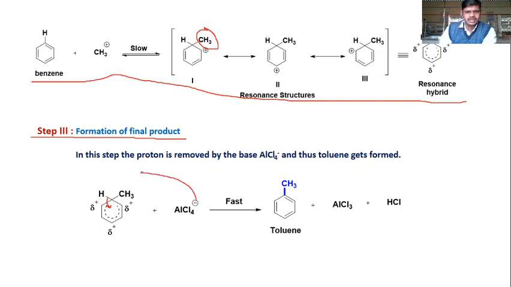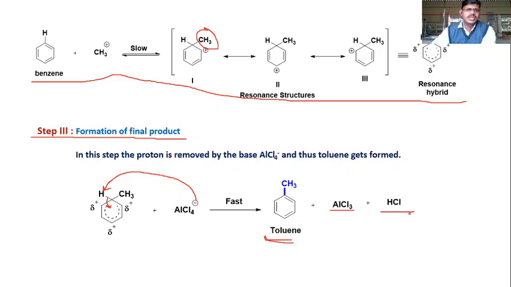For this, the AlCl4 base abstracts this proton to form HCl and AlCl3, and this structure gets aromatized to give us toluene, along with AlCl3 and HCl.